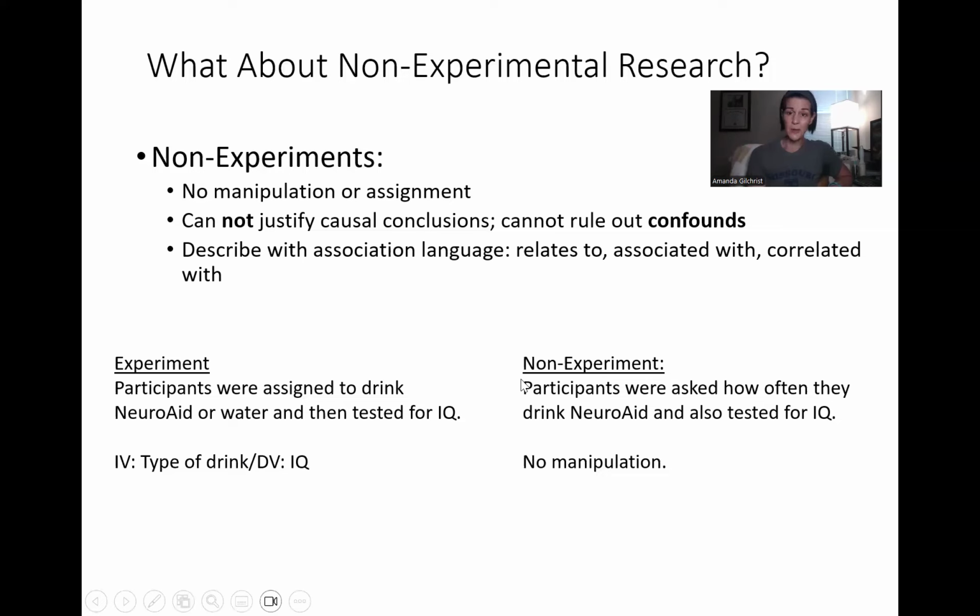Now, let's talk about a non-experiment. Maybe I don't have time to manipulate those variables. So I basically ask participants how often they drink NeuroAid, and also test their IQ at the same time. So I'm not actually manipulating anything. I am only measuring. And what's critical, notice that in the experiment, they drink NeuroAid and then I follow up and test their IQ. So the change in my independent variable comes before my dependent variable. In the case of the non-experiment, I'm asking for both of those things at the same time. So I can't tease apart which came first. And there's no manipulation here.